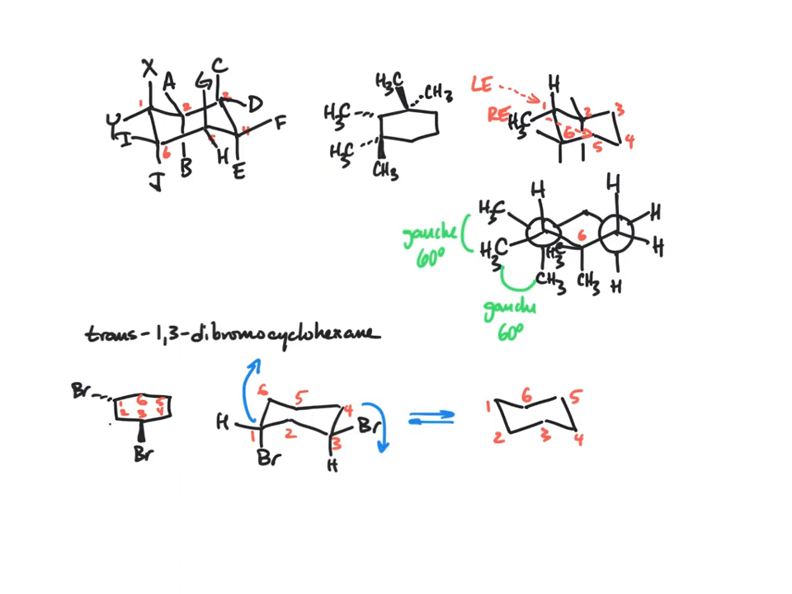So if the bromine is axial in one, it's going to be equatorial in the other. So that hydrogen goes up. That bromine's still down, but now it's equatorial. At carbon 3, this bromine is now going to be axial. So you don't ever change this relationship, trans. When you do a ring flip, that has to stay the same.